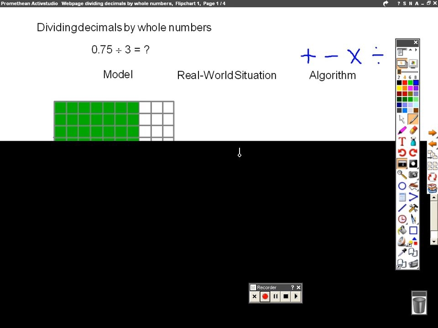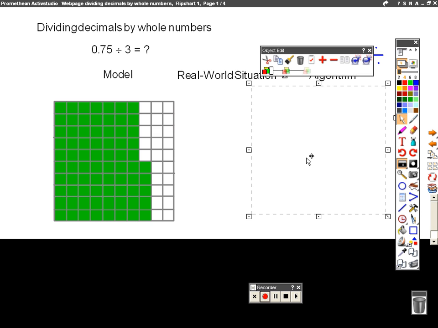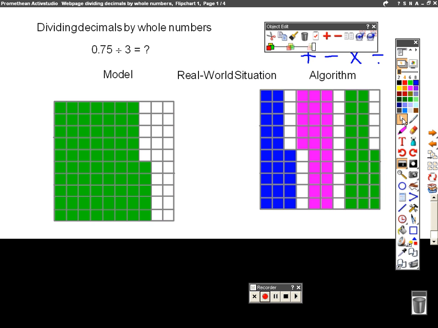So let's see here. Look at this representation. This is 75 hundredths. What I'd like you to do right now is go ahead and divide it into 3 equal parts. Pause the video and come back to check your work. Alright, let's see if you did the same thing.